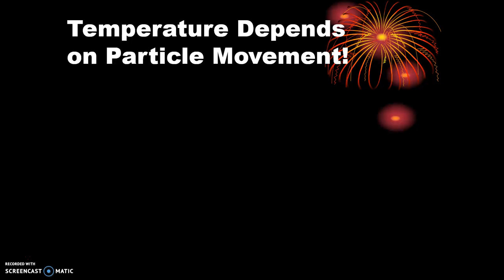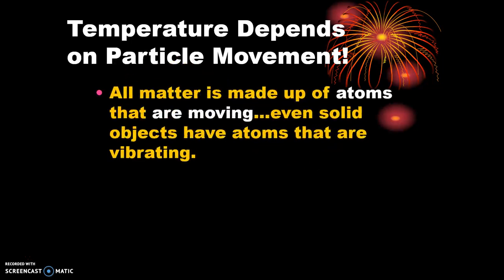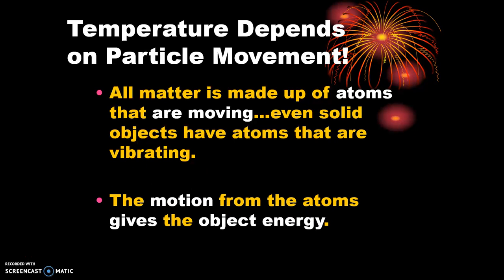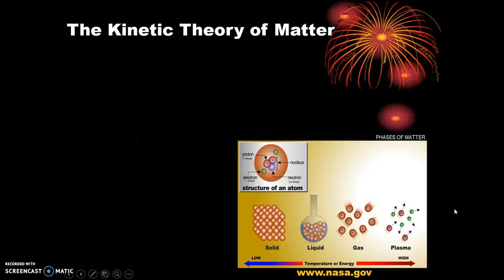So, temperature depends on the movement of the particles. All matter we know is made up of atoms that are moving. Even things that are solid still have those atoms that have movement to them. In a solid, it's just that those atoms are vibrating. So, that motion of the atoms gives that object energy. So all objects have energy. Doesn't matter if they're solid, liquid, gas, plasma, they all have energy.